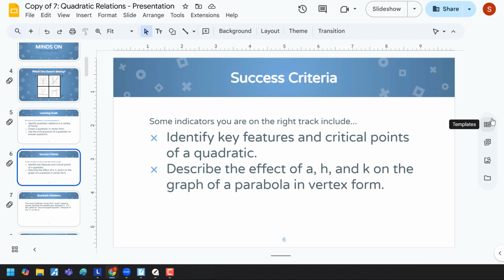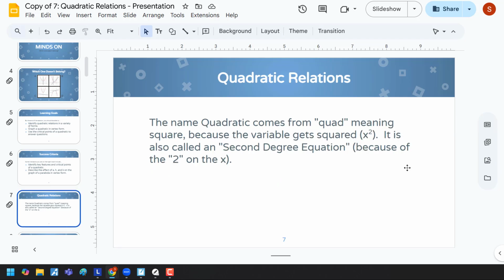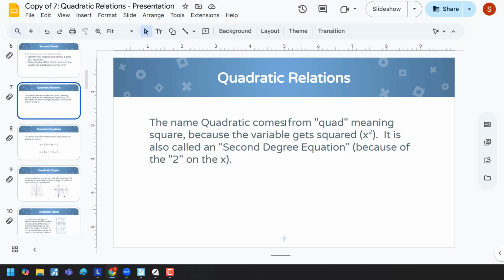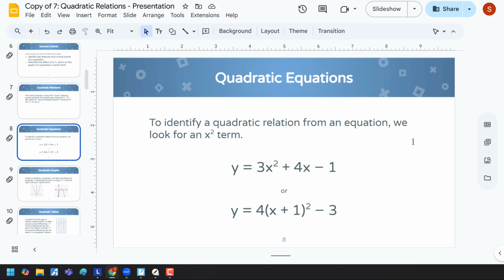All right, we're going to identify key features, critical points, and describe the effects of a, h, and k on a graphical parabola in vertex form. All right, what is quadratic? Well, the name quadratic comes from quad, meaning a square. Because a variable gets squared, it is also called a second degree function because of the 2 on the x. Actually, I don't think I knew that. That's pretty cool. Quad means square, and then we're squaring it, so it makes sense.